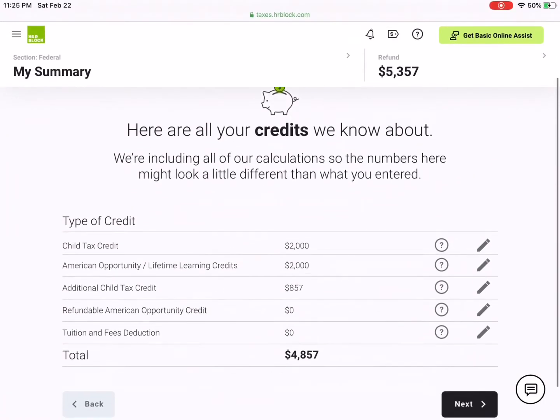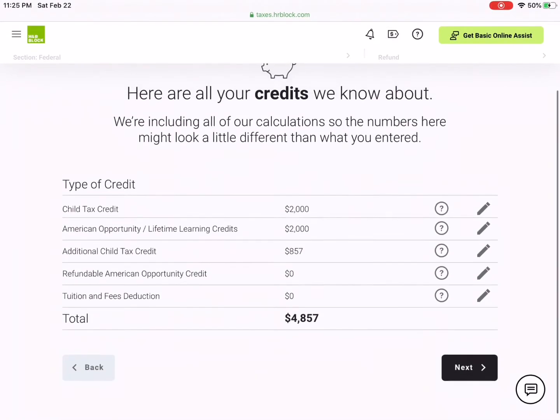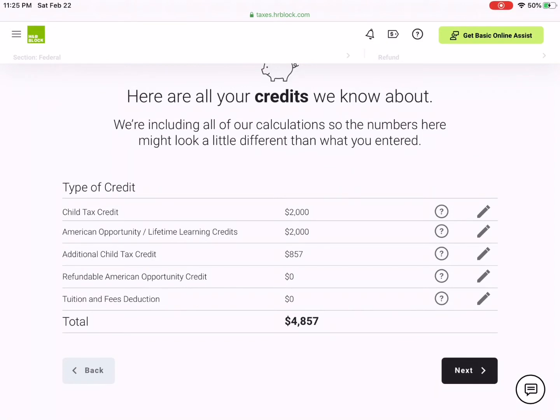Here on this screen specifically, I don't like that it's showing that I'm getting both the child tax credit and the additional child tax credit, because that's not real. Essentially what the additional child tax credit is, it's the refundable portion of the child tax credit. And so the fact that both of them are on there doesn't make a lot of sense. You're not going to get a $2,000 child tax credit plus an $857 additional child tax credit. That's not a thing. And so that's another thing to think about.